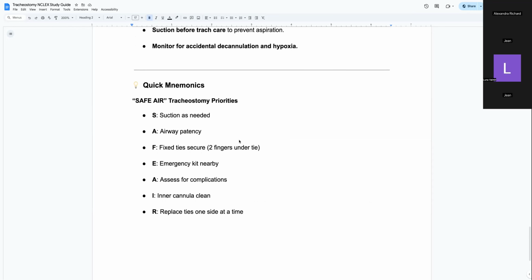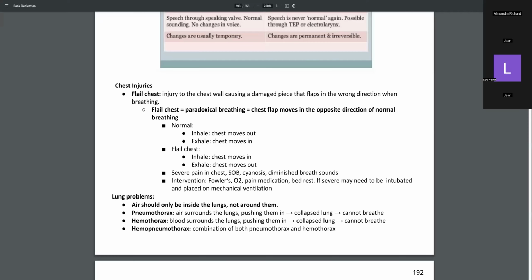So you can use SAFE AIR. You don't have to memorize this, but it just kind of shows you your priorities when you're taking care of a tracheostomy patient. Use suction as needed. Always monitor for airway patency. You need to fit 2 fingers under the trach tie, emergency kit nearby, assess for any complications, keep your inner cannula clean, and replace the ties one side at a time. These are very important principles, so make sure that you review them.